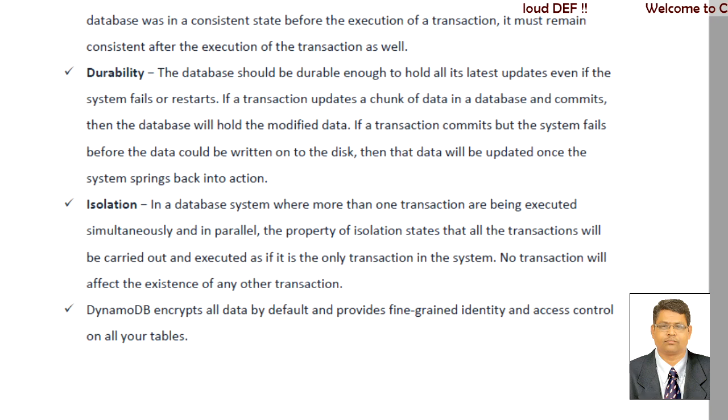Isolation. In a database system where more than one transaction are being executed simultaneously and in parallel, the property of isolation states that all the transactions will be carried out and executed as if it is the only transaction in the system. No transaction will affect the existence of any other transaction.